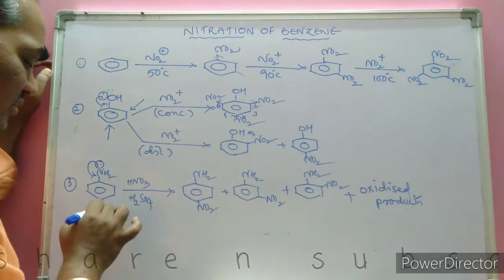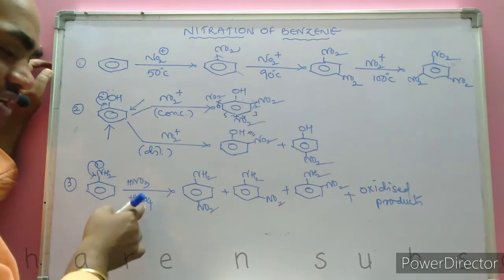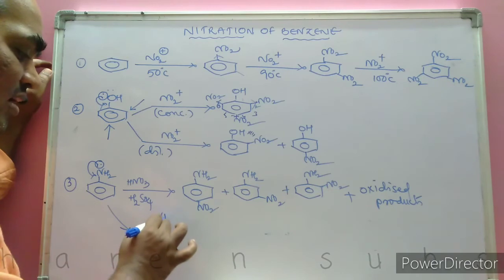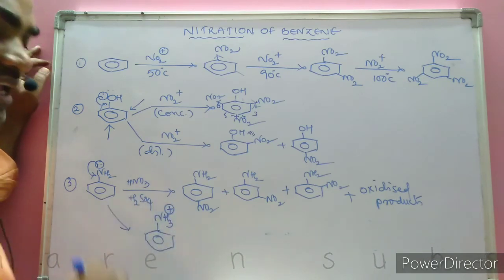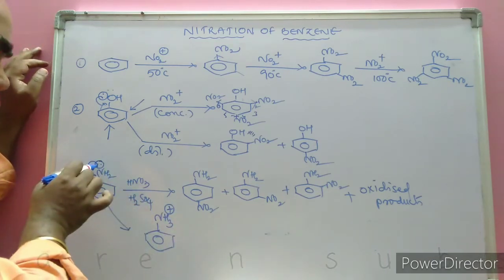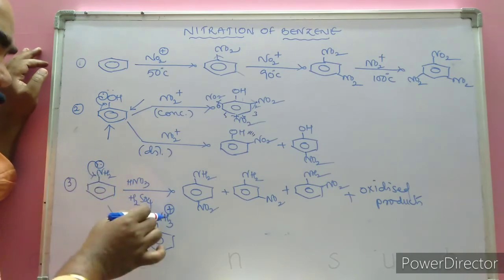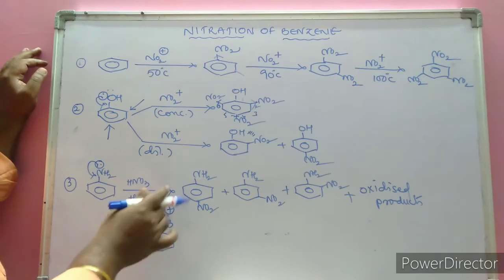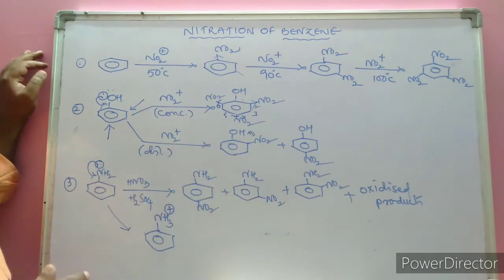What is the reason behind that? When aniline is treated with H2SO4 or any proton donating substance, it is converted into the anilinium ion. Originally it is an electron donating group, but when it is converted to the anilinium ion, it becomes an electron withdrawing group. Due to that, multiple products are obtained.